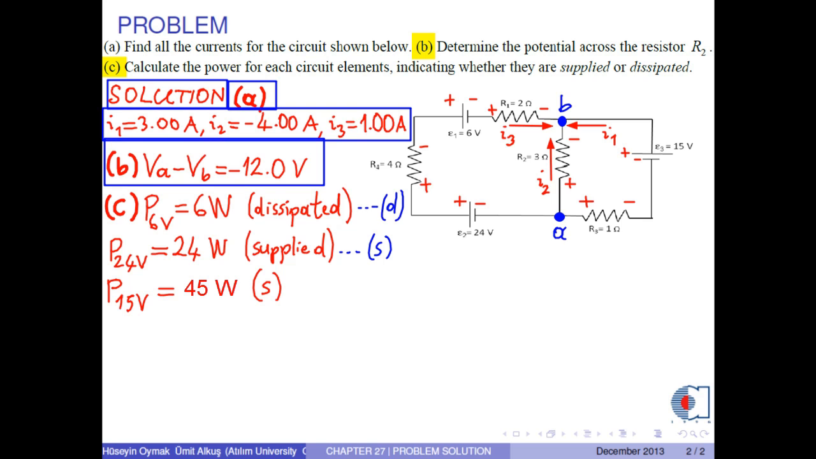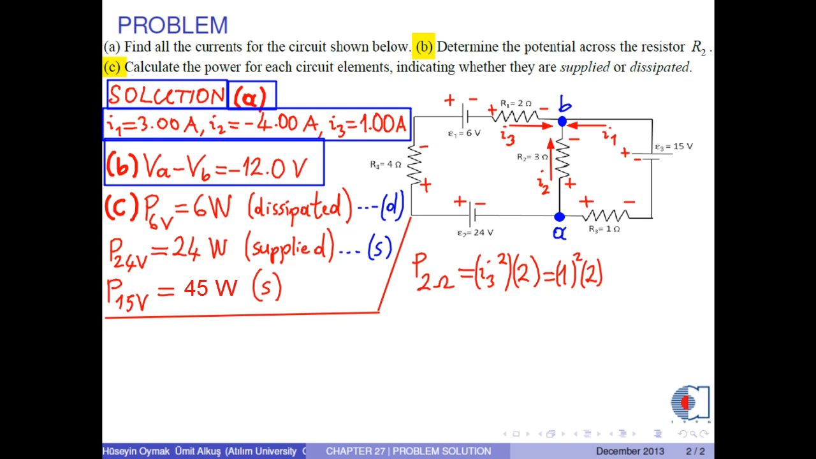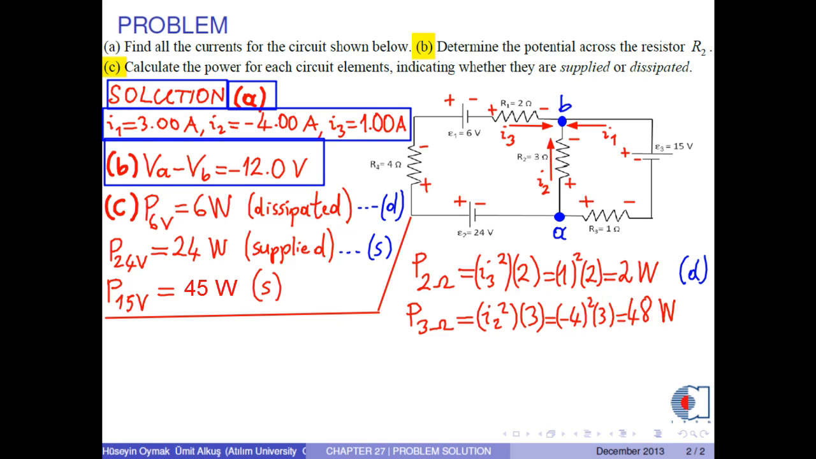For resistor 1, we have the power I3 squared times 2 ohms. I3 is 1 ampere, therefore the power is 2 watts. If you remember, it is always dissipated. For resistor R3, we have the power I2 squared times 3 ohms. I2 is negative 4 amperes, therefore the power is 48 watts, which is dissipated.